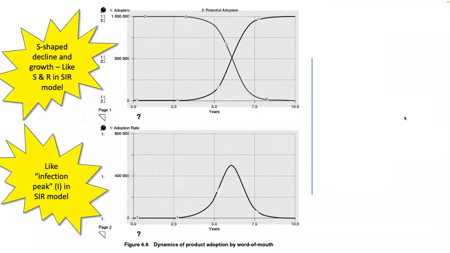And if we simulate it, here line two is the number of potential adopters. Line one is the number of adopters: an S-shaped decline in the number of potential adopters, S-shaped growth in the number of adopters. This is just like the S-shaped decline and growth in the S and R compartments in the SIR model. And if I look down at the adoption rate, the flow that's interacting between these two, that has its own little peak. And this is just like the infection peak in the SIR model.